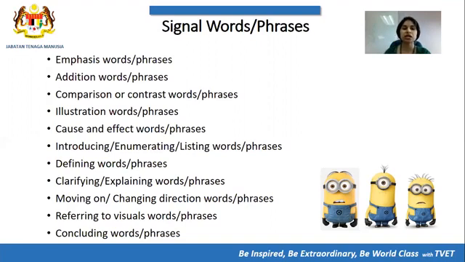Emphasis, addition, comparison or contrast, illustration words, cause and effect, introducing, enumerating, listing words or phrases, defining words or phrases, clarifying or explaining words or phrases, moving on or changing direction words or phrases, referring to visual words or phrases, concluding words or phrases. Wow, that's a lot. But don't worry and don't be panicked like the minions. I'll be explaining every signal word here with proper examples.